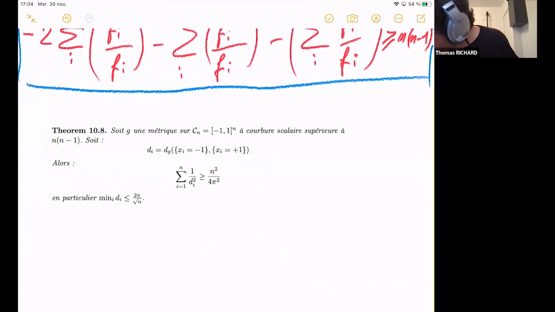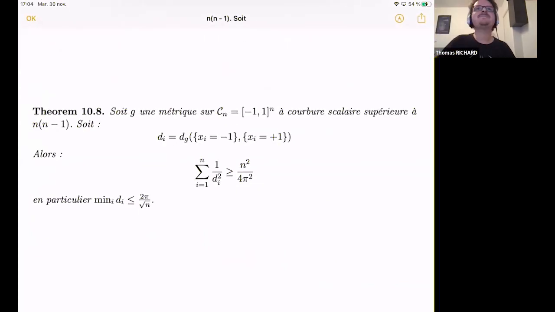Excuse my French. So assume that you have a metric on the cube, [-1,1]^n. So you have your metric on a cube here, which has positive scalar curvature. And d_i is the distance between each pair of opposite faces. So this would be like d1 like that, d2 like that, and d3 like that. Then you have this inequality.